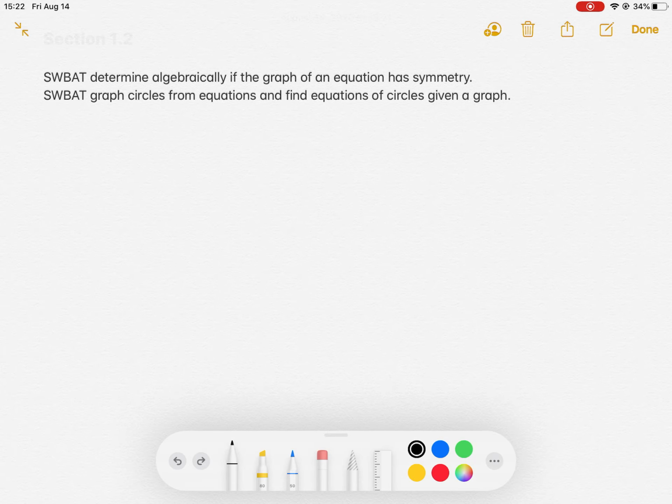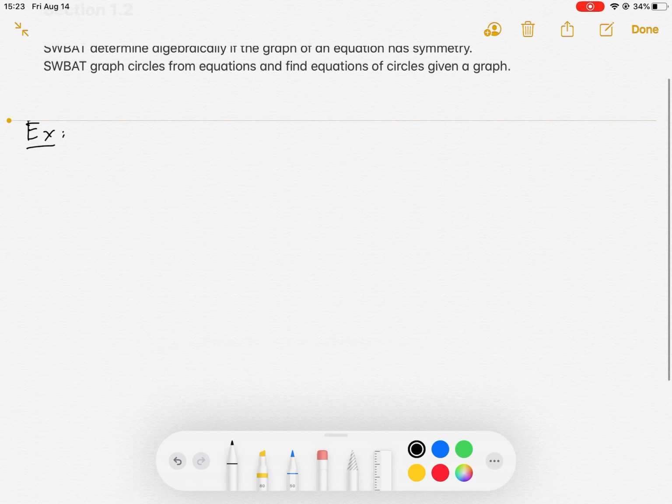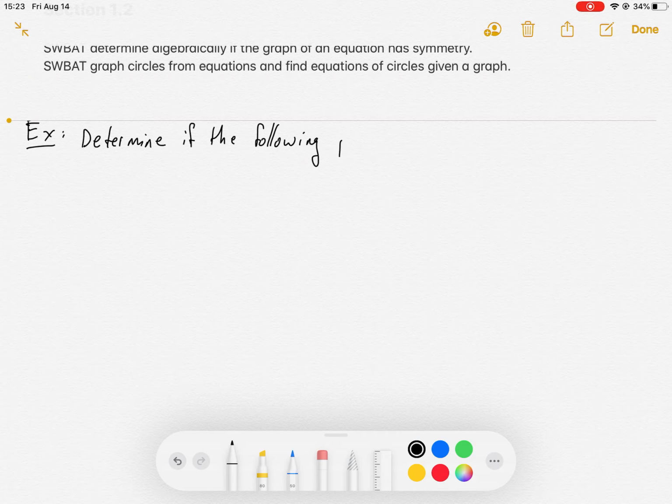So before we get into either of those, I want to first talk a little bit about some equations. Specifically, what I would like to do is determine if the following points are on the graph, or lie on the graph, of the equation y equals 10x minus 7.